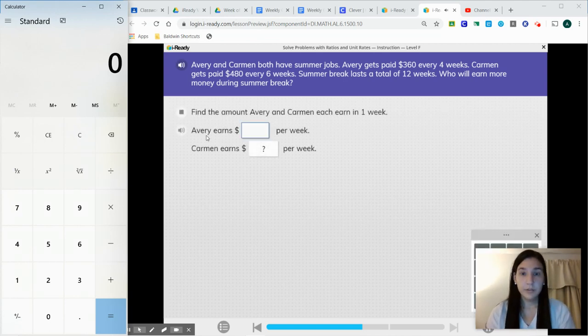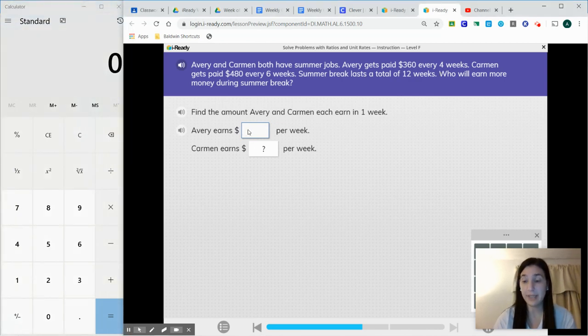Find the amount Avery and Carmen each earn in 1 week. Avery is 360 in 4 weeks. 360 divided by 4 is going to be $90. Carmen over here is 480 divided by 6. So that's going to give us 80.